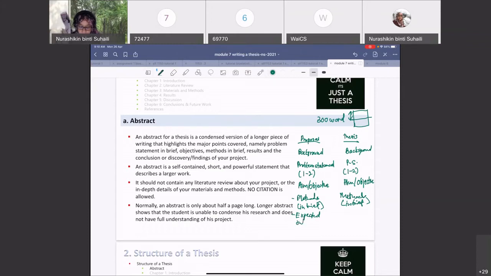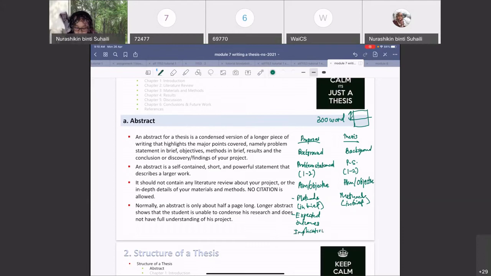This is to be included in the abstract. Although these are sections, chapters that you should put in the proposal or in the thesis, what I mean here is in brief, in just 1 or 2 sentences. Okay, and yes, implication maybe at the end.